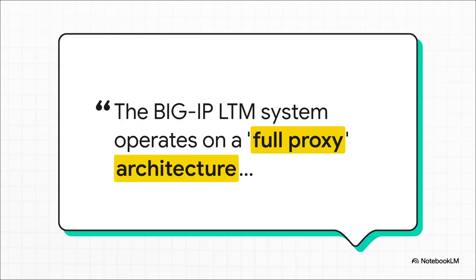And the secret to how it does all this comes down to one core idea: full proxy. This is huge. It means the Big IP doesn't just pass your request along. It actually terminates your connection and starts a brand new, separate one to the backend server. It sits right in the middle of two conversations, which gives it complete control to inspect, change, and route traffic however it needs to. That's the key to its power.